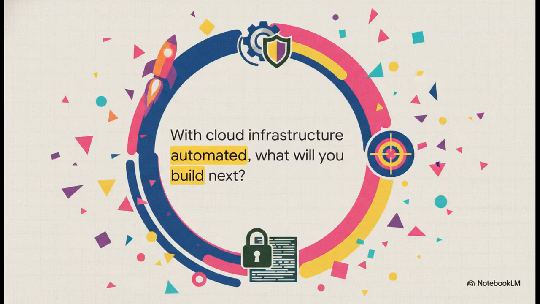So from spinning up a full-stack web application in seconds, to orchestrating it safely at scale, to protecting the very code that defines it, and finally, tearing it down with surgical precision, you now understand the complete cloud infrastructure lifecycle. With deployments, orchestration, and destruction fully automated and protected by built-in safety rails, the real question is, what will you build next?